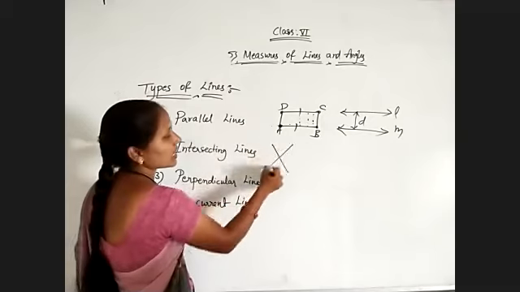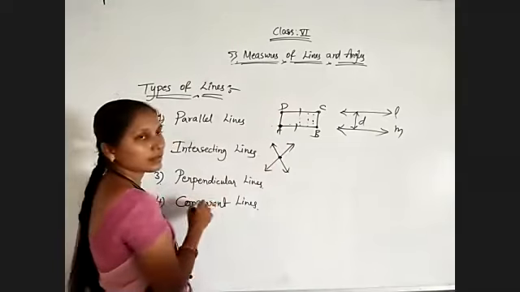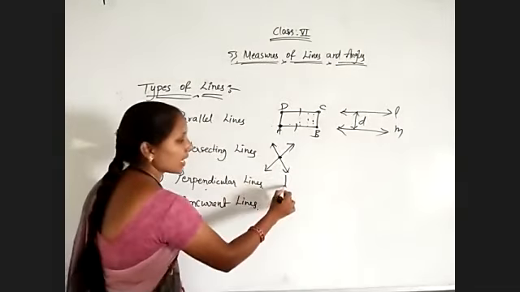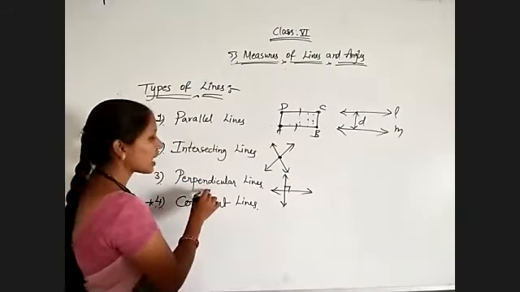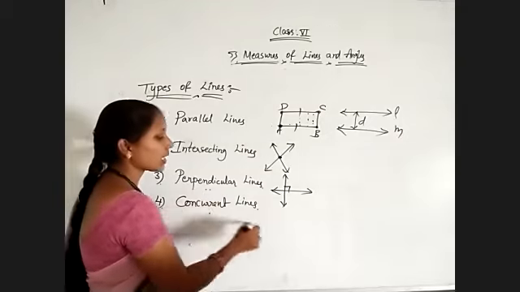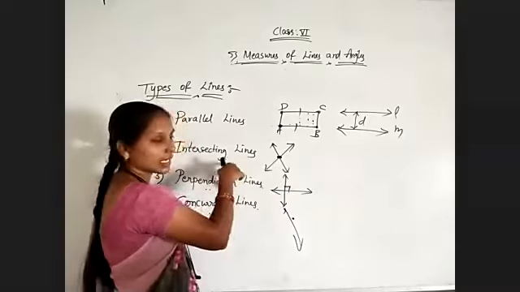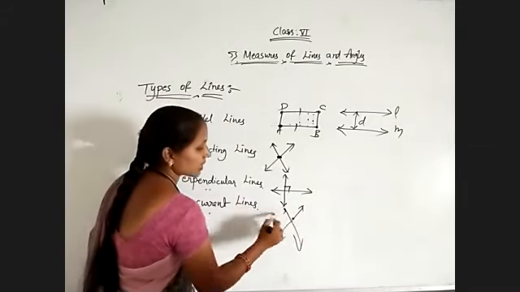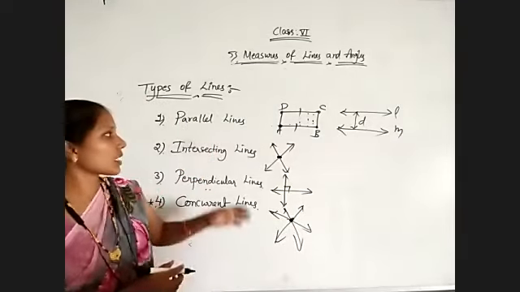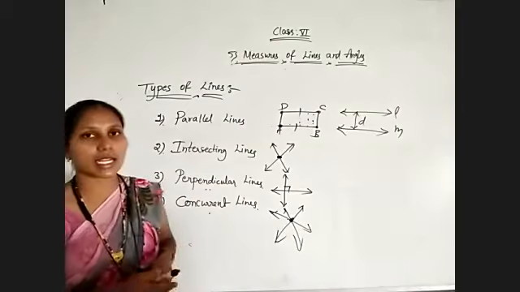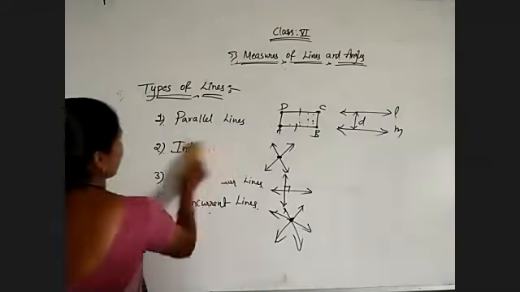Intersecting means the 2 lines are meeting at one point. They are said to be intersecting lines. Perpendicular means 2 lines are meeting at a point such that they are making an angle of 90 degrees. They are said to be perpendicular lines. Congruent lines means through one point, if only 2 lines are passing, those are intersecting. If more than 2 lines are passing, then they are said to be congruent lines. In tomorrow's class, we will discuss these types of lines and examples for these.